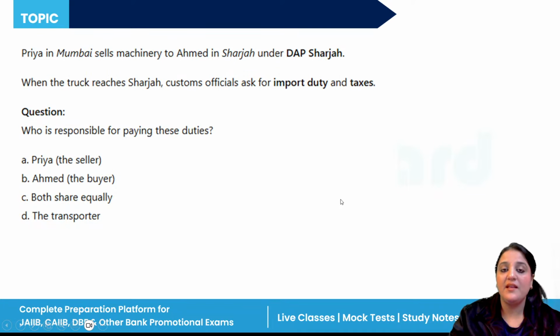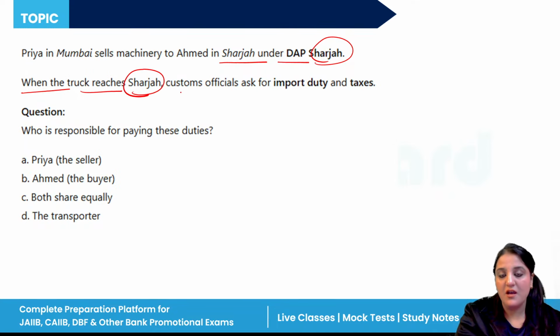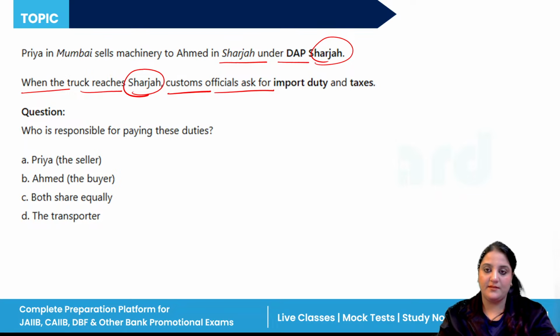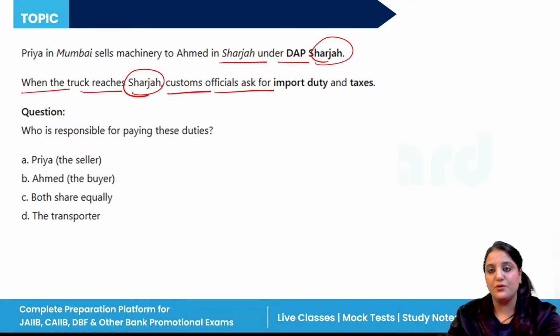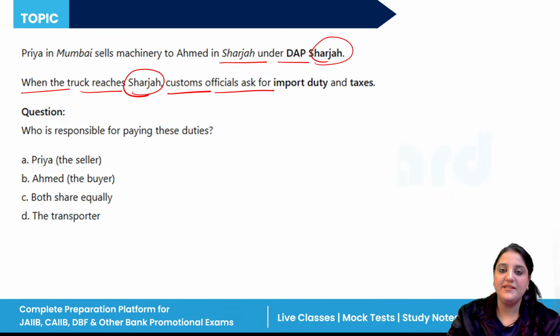Then, Priya in Mumbai sells machinery to Ahmed in Sharjah under DAP Sharjah. So when the truck reaches Sharjah, the customs official asks for import duty and taxes. So who is responsible for paying these duties? Is it Ahmed, or is it Priya, or both, or the transporter? Yeah, obviously, who is responsible? Buyer. And who is buyer?